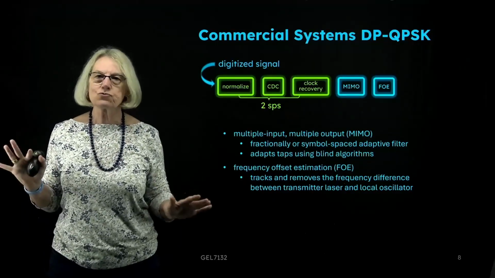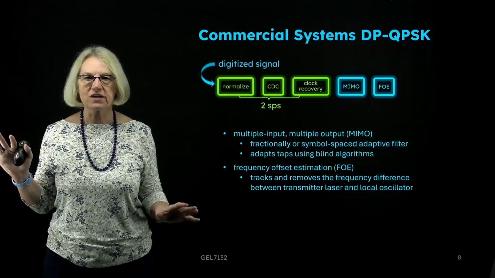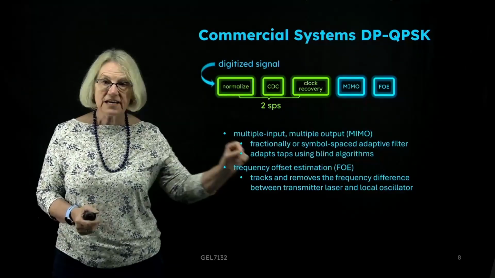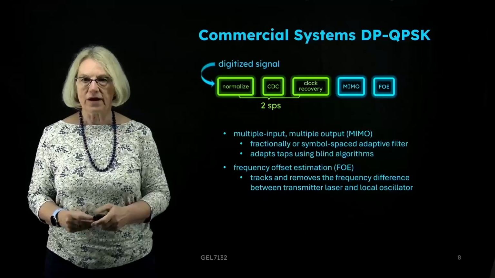But of course, there's drift in physical devices, and it's possible that these 2 lasers are not actually at the exact same wavelength. So frequency offset estimation is a way of finding that difference and correcting for it.